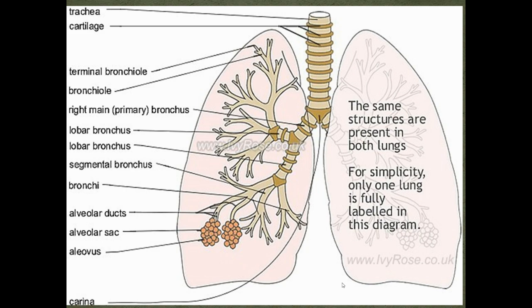So you have a bronchiole and terminal bronchiole, and the lobar bronchus, that is important, and we have seen the segmental bronchus and seen the alveolar sac, alveolar duct, and alveolus.